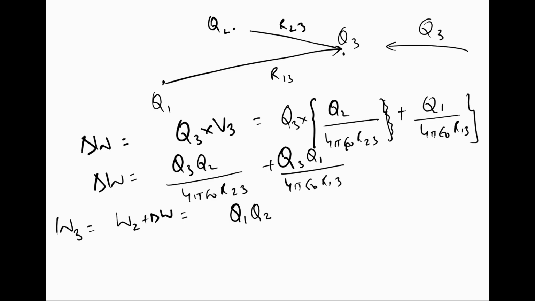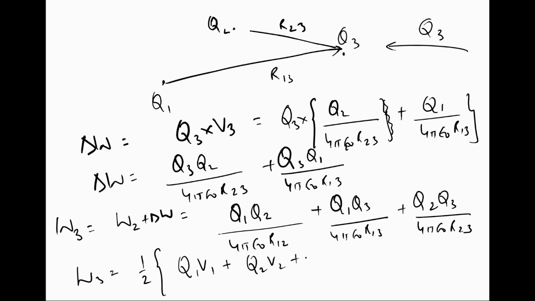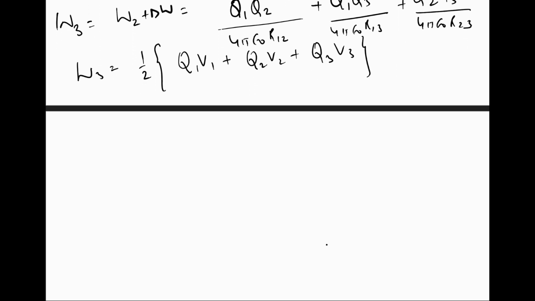So the total work done will be W3 equal to W2 plus delta W, which equals Q1 Q2 over 4 pi epsilon naught R12 plus Q1 Q3 over 4 pi epsilon naught R13 plus Q2 Q3 over 4 pi epsilon naught R23. Now I can write it again as 1 by 2 of Q1 V1 plus Q2 V2 plus Q3 V3. How can I do it?